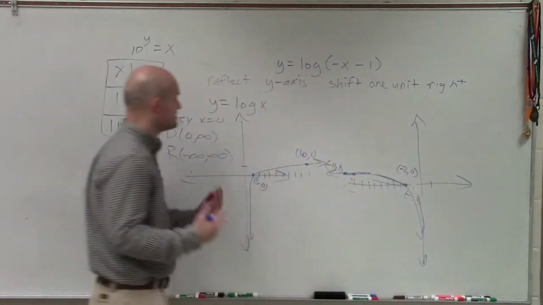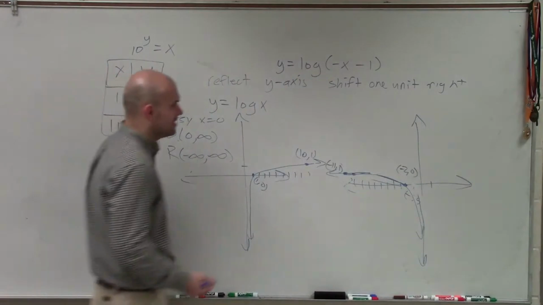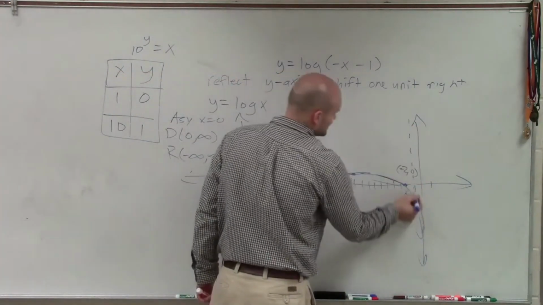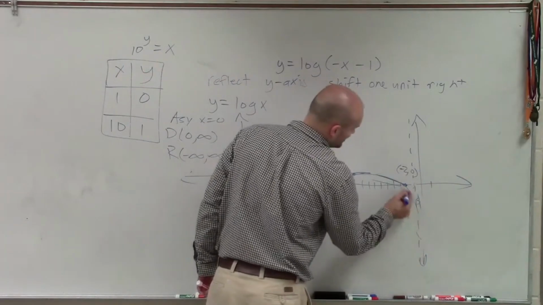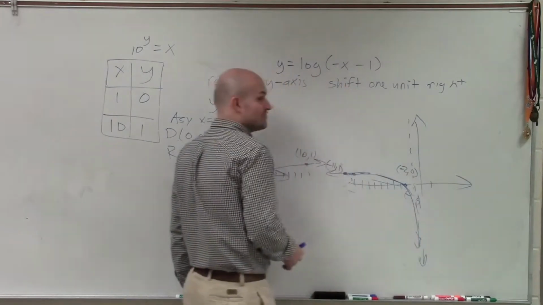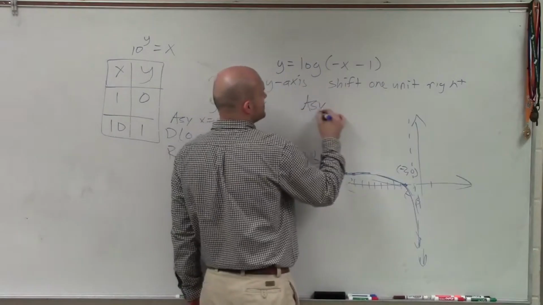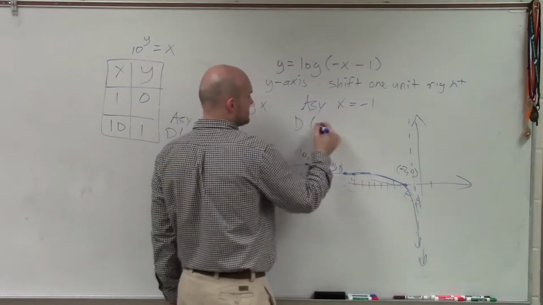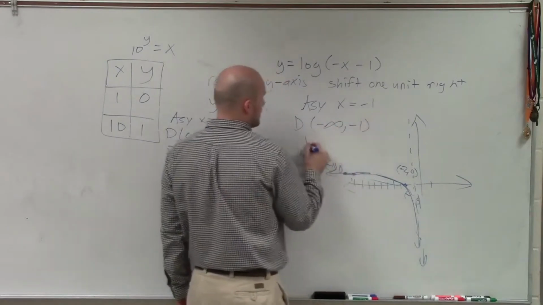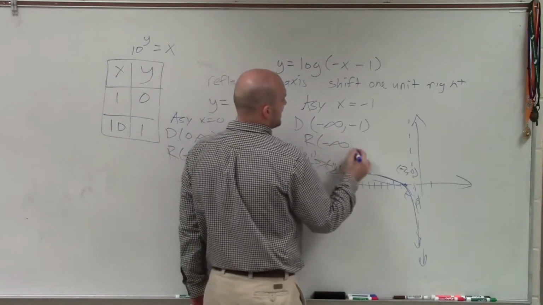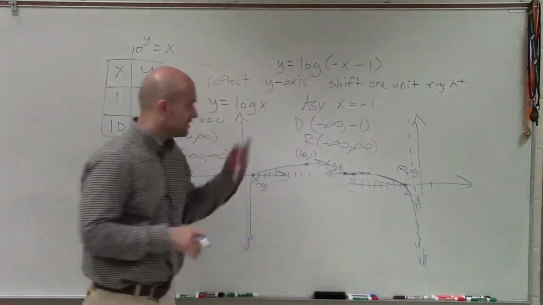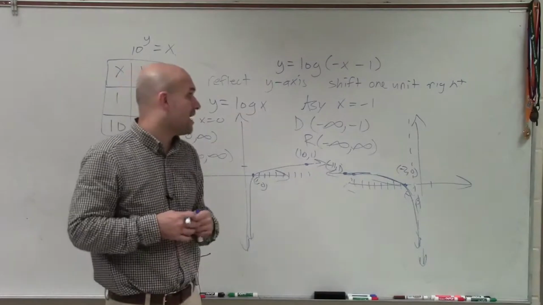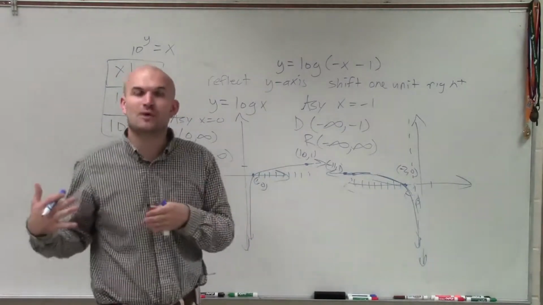All right, now, since I've shifted the graph 1 unit to the left, my asymptote that was at x equals 0 is now at x equals -1. And that's going to affect our domain and range. Because if my asymptote is now at x equals -1, that means my domain is now from -infinity to -1, and my range is still going to be the same, -infinity to infinity. So there you go, ladies and gentlemen. That is how you graph a logarithmic equation with a y-axis reflection and a shift 1 unit to the left.